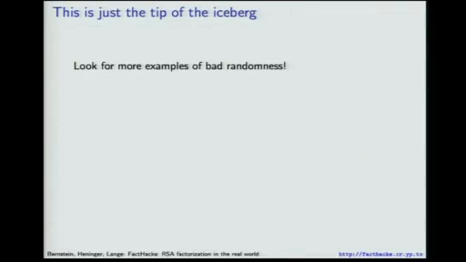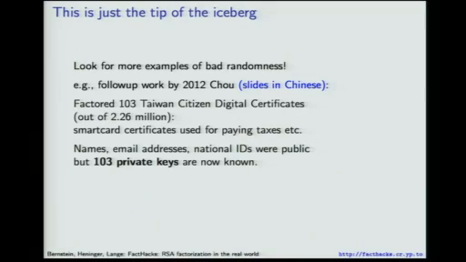Once you've found that there's a problem like this, then of course you start looking around for more and more places where you might have some bad randomness. For example, there's a paper, or at least slides, by Chow in Taiwan saying they took 2 million Taiwan citizen digital certificates, did some GCDs, and found that 103 of those were factorable. So anybody who downloaded these certificates, which apparently are used in Taiwan for paying your taxes, talking to banks, I don't know, but paying taxes is one that I've checked.